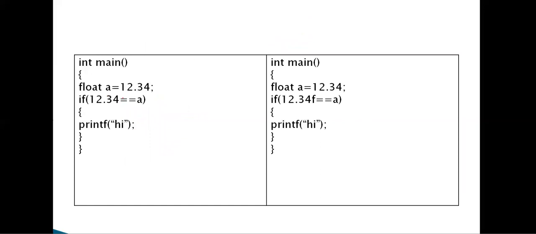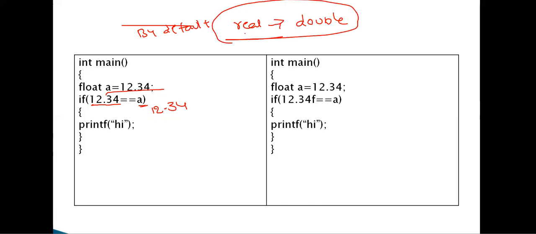Now, float A is equal to 12.34. So I am declaring a float variable. And in the if condition, we are comparing the same 12.34 with A. So what is A value? A value is also 12.34. Is it true or false? Remember, by default, all real values are considered as a double data type.